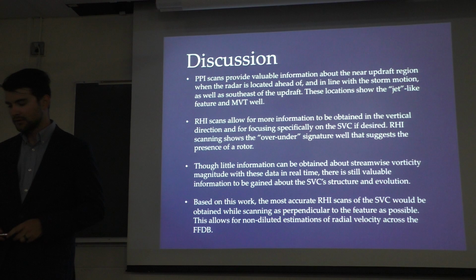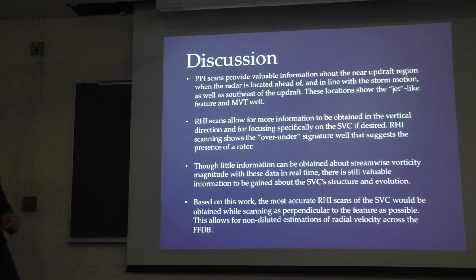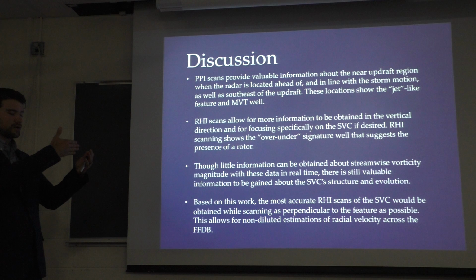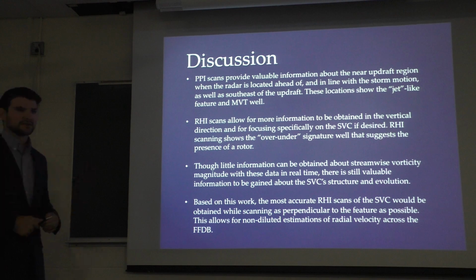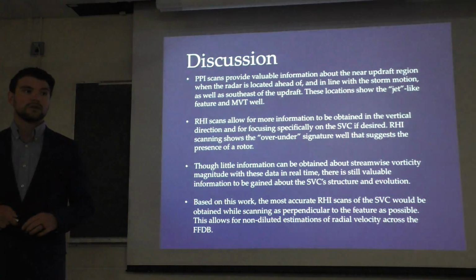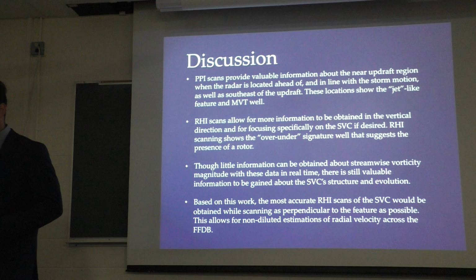And also, I think the most accurate scanning you can do with the RHI is going to be perpendicular to that boundary. That's so you don't get any diluted returns in velocity if you have it at an angle going across the SVC. Obviously, with radial velocity, it's relative to the radar, so if the wind is moving away from you and you have the beam pointed in a weird direction, you're not going to get as much information as maybe you'd want. So if we put the RHI scans as perpendicular to that feature as possible, we're going to get the best information.